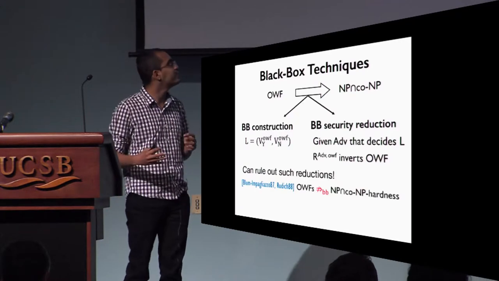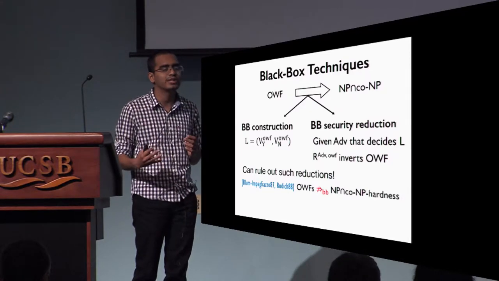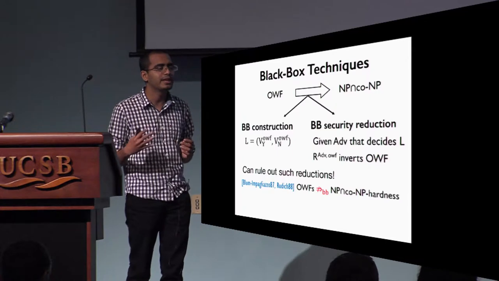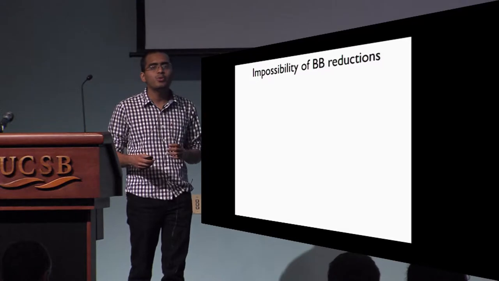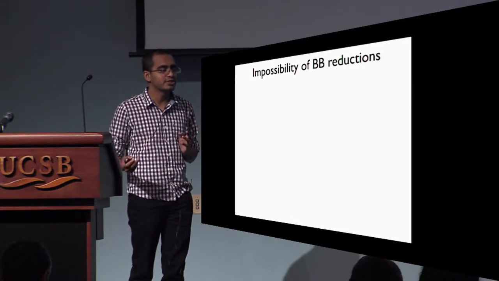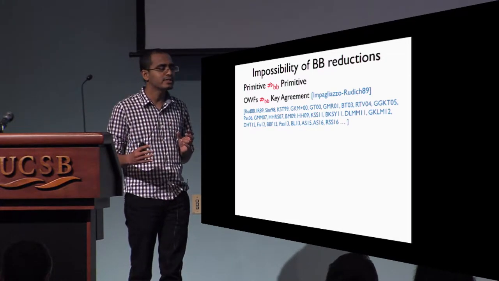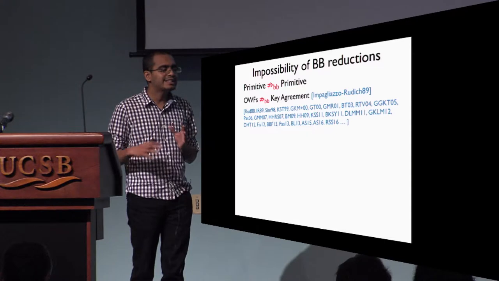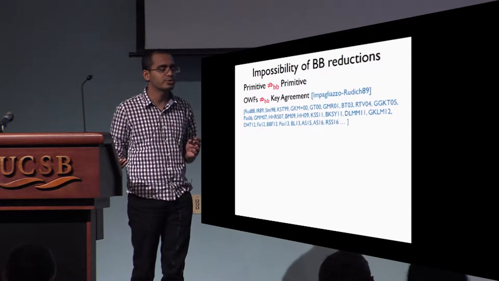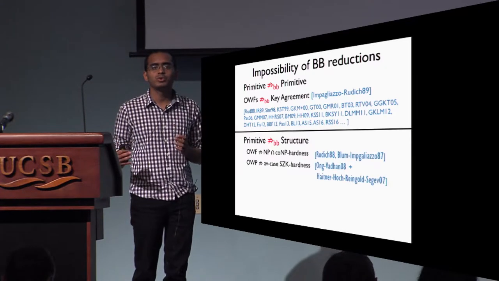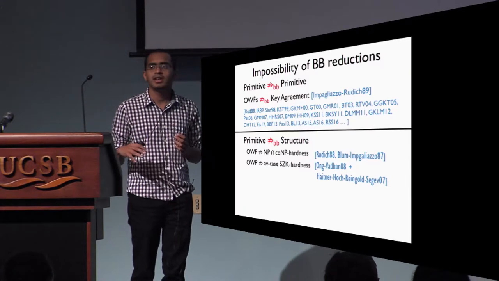Okay. So it turns out that we can rule out such reductions. In particular, Rudich showed that one-way functions actually do not imply hard problems in NP intersect coNP in such a black box way. Good. So what do we know about these black box separations? When it comes to understanding the relationship between two cryptographic primitives, we know quite a bit. The landscape is quite well understood about how different primitives are related to each other in a black box way. On the other hand, when it comes to the complexity theoretic implications of cryptographic primitives, less is known.